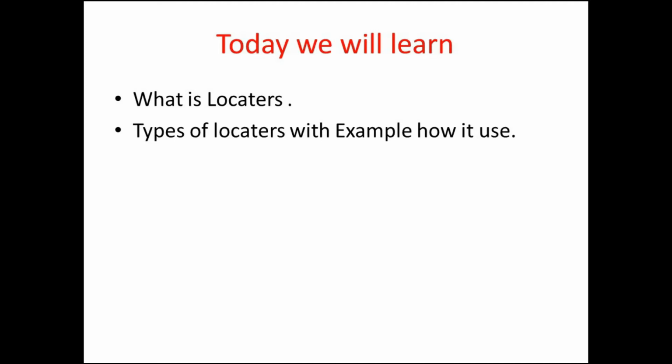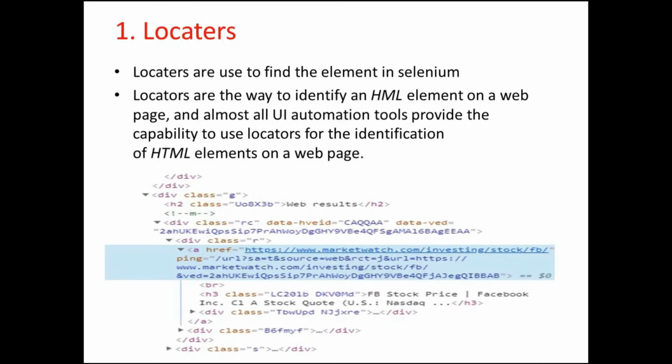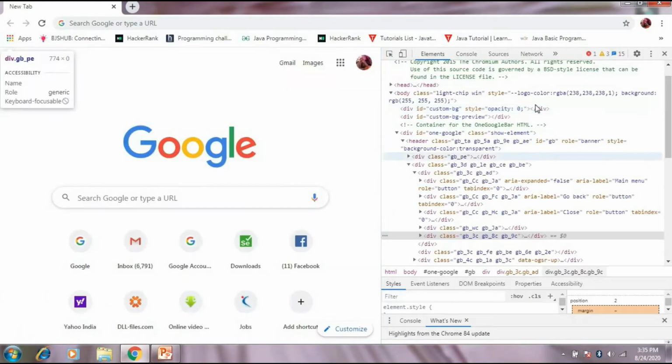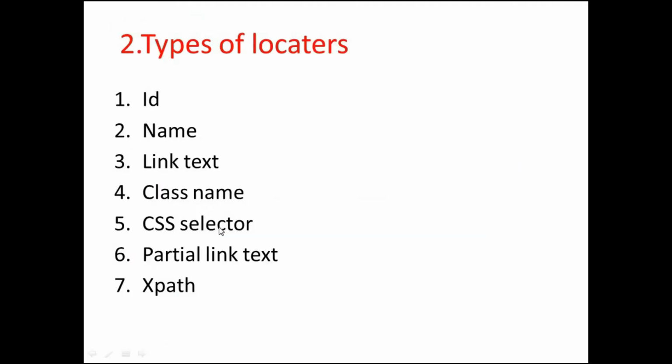So let's begin. Locators in Selenium. Before performing any action such as clicking, typing, or selecting, we should find the element using locators. Locators are used to find the element in Selenium. Locators are the way to identify an HTML element on a web page. I show you. Here you can see all the HTML document, and on the left side you can see the element of the web browser.